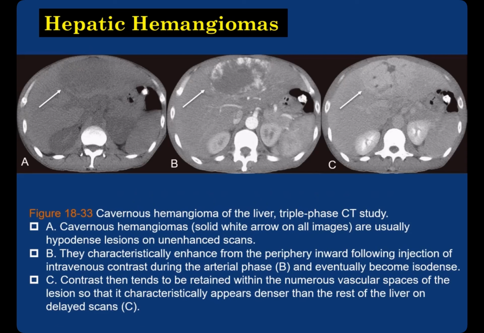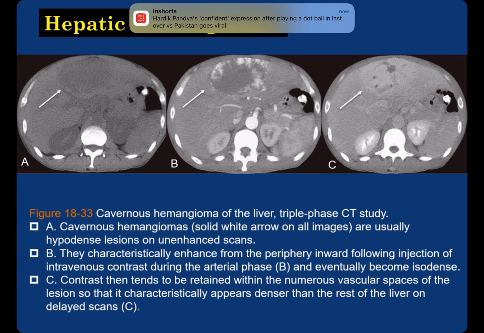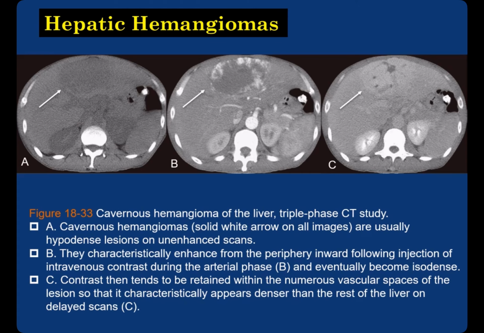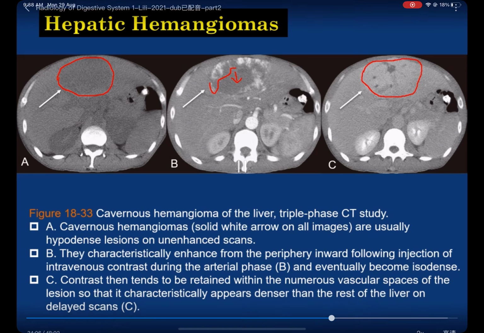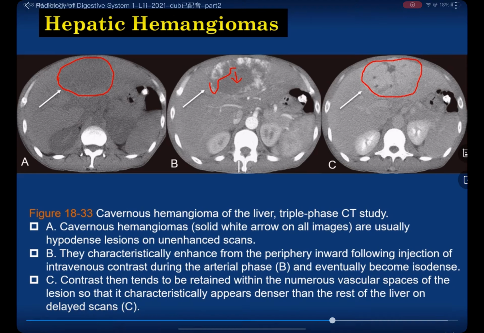Here is an example of cavernous hemangioma of the liver, and the three images are a triple phase CT study. In image A, we can see a cavernous hemangioma, a hypodense lesion on unenhanced scans. They characteristically enhance from the periphery and inward, following injection of intravenous contrast during the arterial phase, and eventually become isodense. Contrast then tends to be retained within the numerous vascular spaces of the lesion so that it characteristically appears denser. This mass is denser than the rest of the liver on delayed scans.